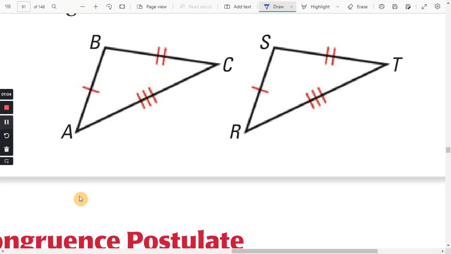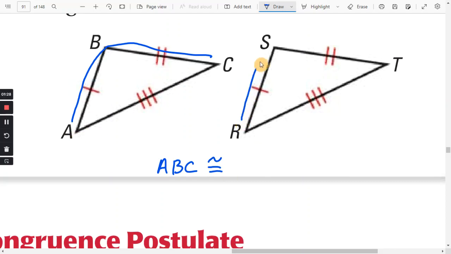Now, when you make the congruent statement, you have to trace the triangles the same way on each side. So if I start at A, and I say A, B, C, that's going to be ABC congruent to, and I trace the other triangle the same direction, R, S, T. RST. So that would be your congruent statement. Now you can do it any way you want as long as you do both triangles the same way.